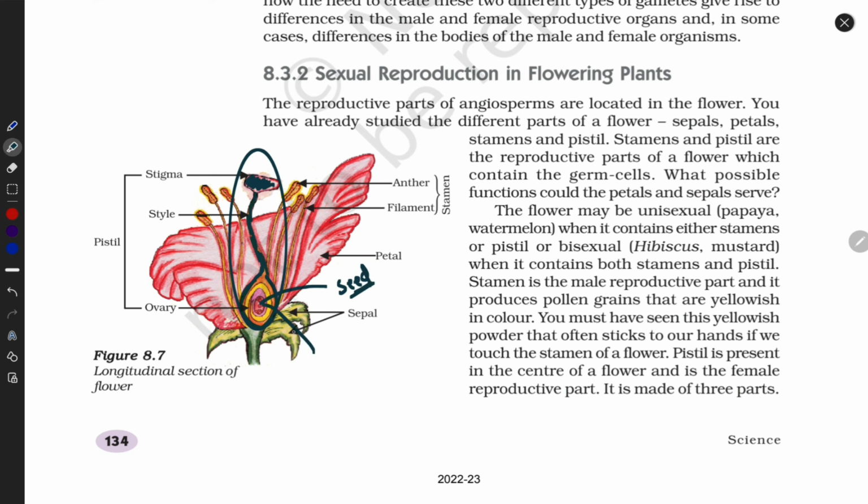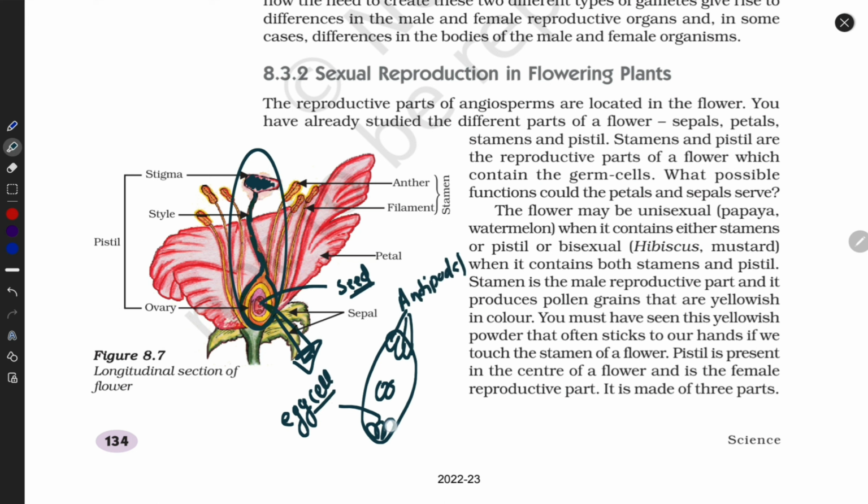Okay, I should zoom. This is egg cell. This is antipodal cell. And this is synergid. And these are polar nuclei. This is not your syllabus. Look here. This is stigma, this is style, ovary, and seed. That's it.